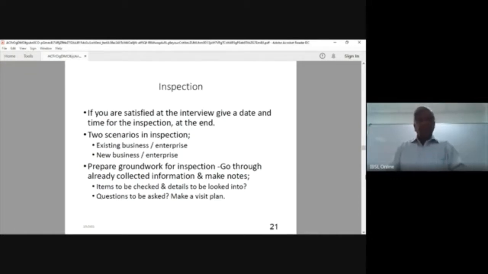Prepare groundwork for inspection. Go through already collected information and make notes. Items to be checked: what are the items to be checked, and details to be looked into. Questions to be asked. Make a visit plan. So you must prepare yourself: what things you are going to check and what questions you are going to ask. So you have to make a visit plan.